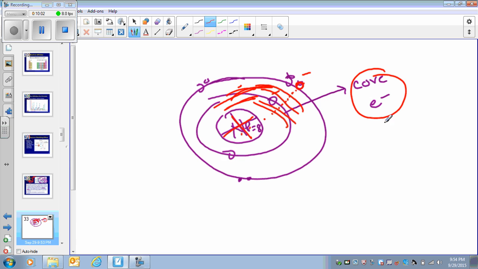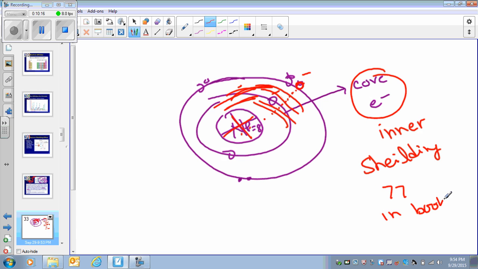So those core electrons, or the inner electrons, are creating something called the shielding effect or screening effect. It is on page number 77 in your actual textbook. Shielding effect or screening effect. But again, what is the shielding effect? It means the number of electrons that are present between the nucleus and the valence electrons. These are the valence electrons.